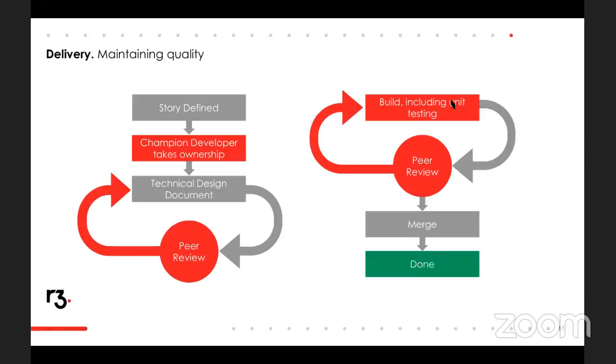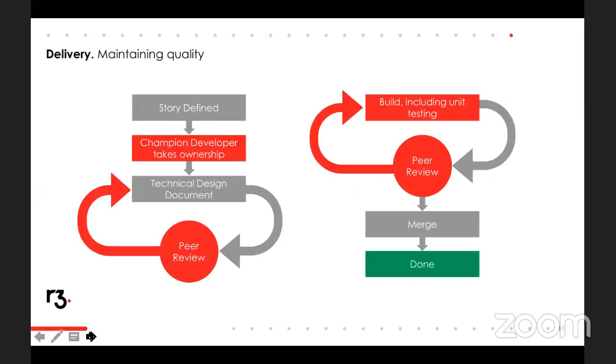And then onto the peer review. Once we're into the build, obviously unit testing becomes a key part of any pull request from a developer. And again, another peer review picks out any final niggles, and then we're onto a merge and a done. So it's quite a short cycle, but the key points around maintaining the quality mean that we're not having to compromise on the quality of the code.